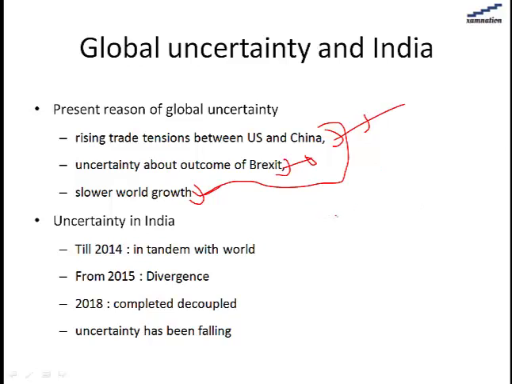And how is India related to this? Till 2014, our economy was very much in tandem with the world. Uncertainty was also as high as in the world.